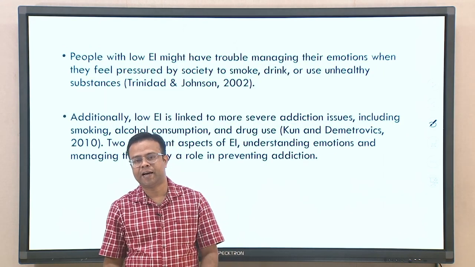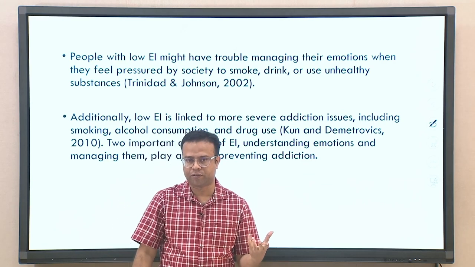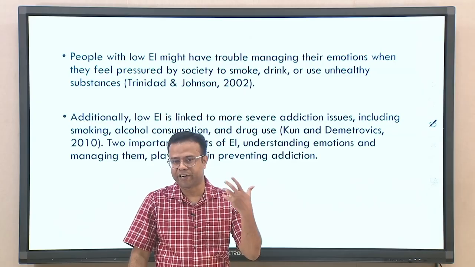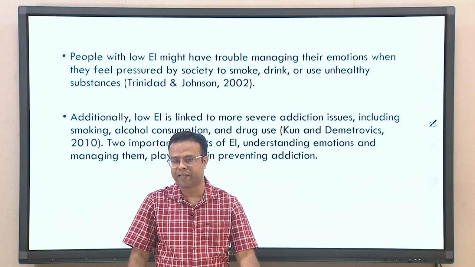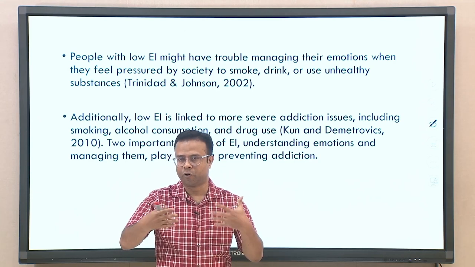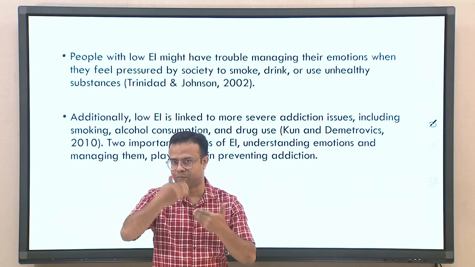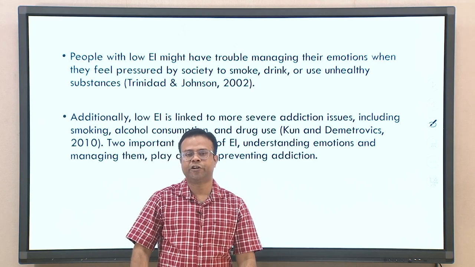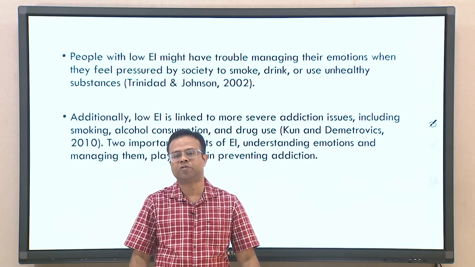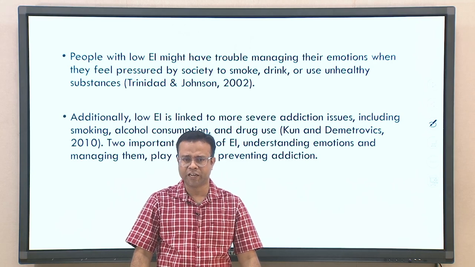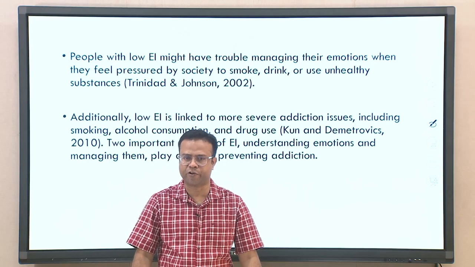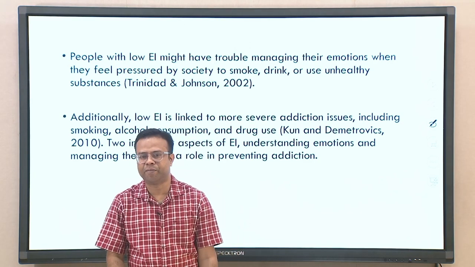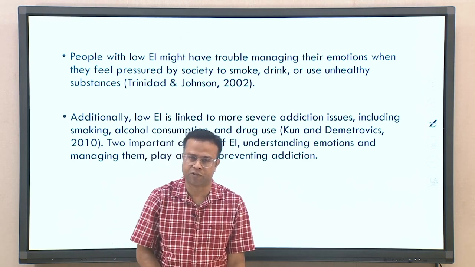People with low EI have trouble managing their emotions in the context of pressure, peer pressure or societal pressure on smoking, drinking and unhealthy substances. Low EI people are not able to handle those emotions and succumb to those pressures. High EI people are less likely to succumb to those pressures. Additionally, low EI is linked to more severe addiction issues including smoking, alcohol consumption and drug use and so on. So, two important aspects of EI, understanding emotions and managing them, play a very important role in preventing addictions.